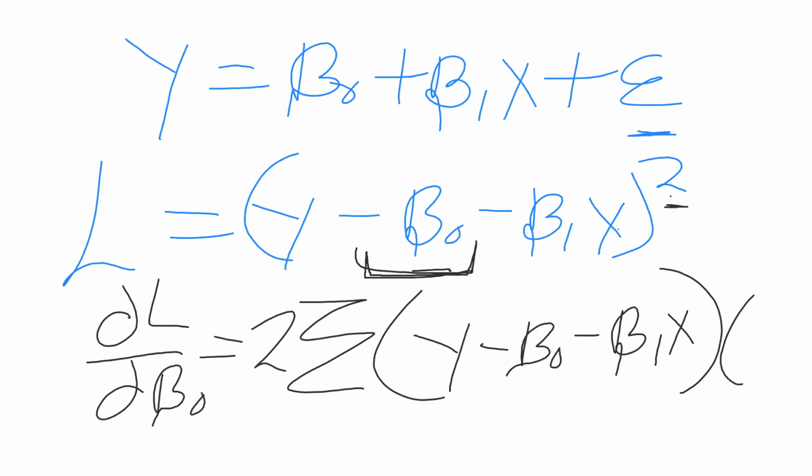You're deriving this equation with respect to beta naught. When you differentiate this equation with respect to beta naught, you just remain with the coefficient, which is -1. So you have -1, all that equal to 0.